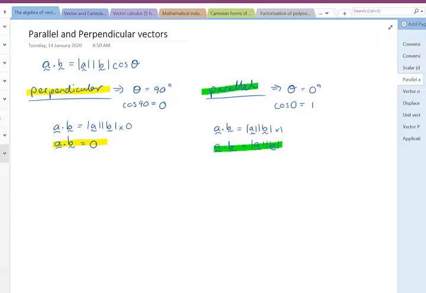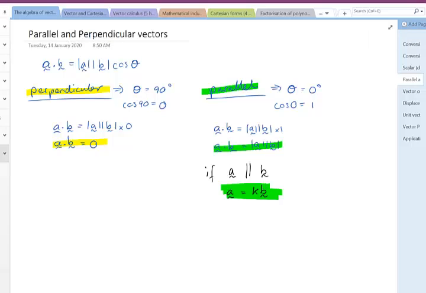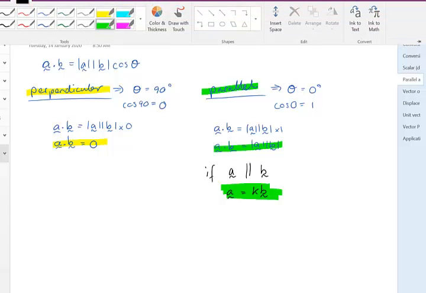Also, when we start looking at proofs with parallel, we use the understanding that if vector A is parallel to vector B, then A will be equal to some constant multiplied by vector B. So if there's a scalar multiple, or if they're exactly the same, then they will also be parallel. Okay, that's all the information you need for parallel and perpendicular vectors. We'll do a really simple example.